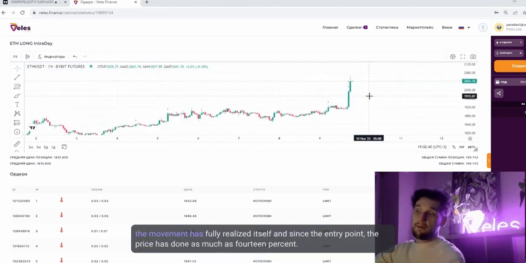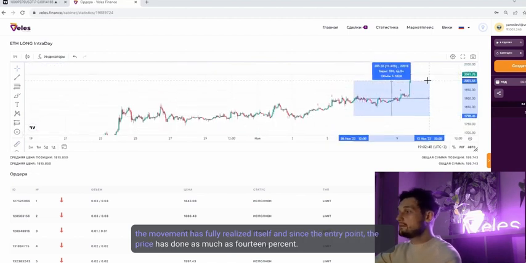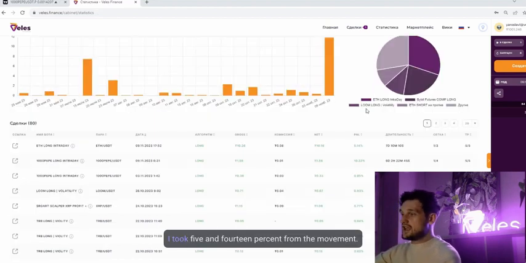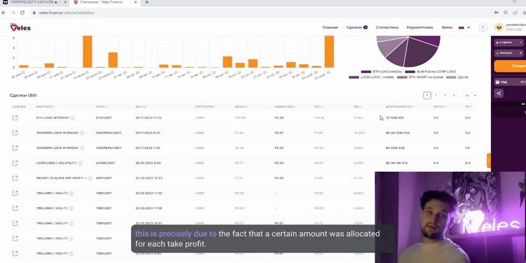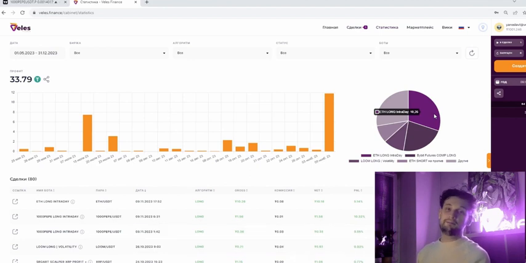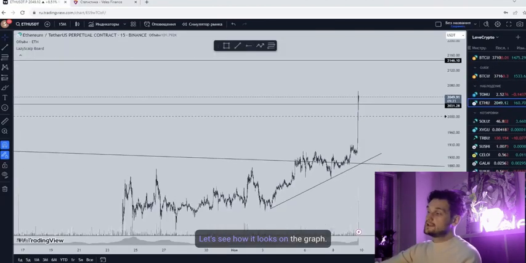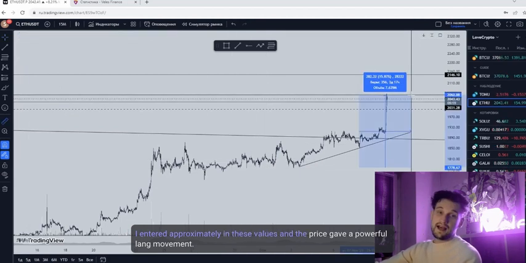The movement has fully realized itself, and since the entry point, the price has done as much as 14%. I took 5 and 14% from the movement. This is precisely due to the fact that a certain amount was allocated for each take profit, but nevertheless, this transaction brought me 11% profit from the allocated volume. Let's see how it looks on the graph. I entered approximately in these values, and the price gave a powerful long movement.